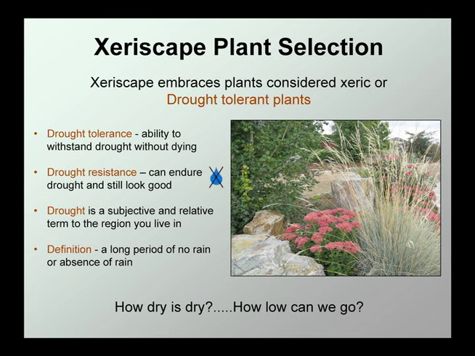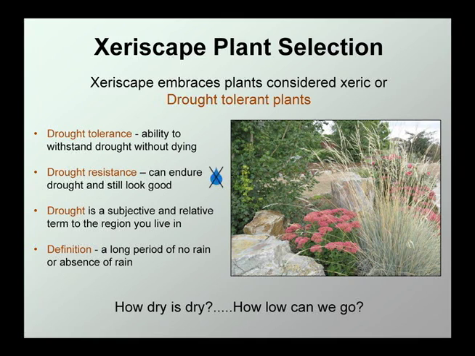So as we consider xeriscape plant selection in our gardens, we need to know our terms. Xeriscaping generally embraces plants that are considered xeric or drought tolerant. But there's a difference between drought tolerance and drought resistance. Drought tolerance is the ability of a plant to withstand drought without dying. Drought resistance is a plant that can endure drought and still look good.